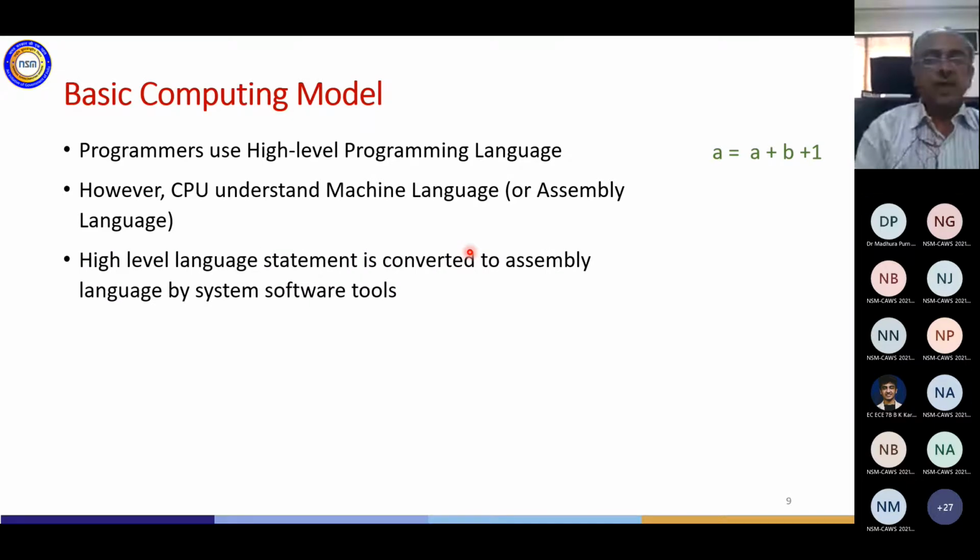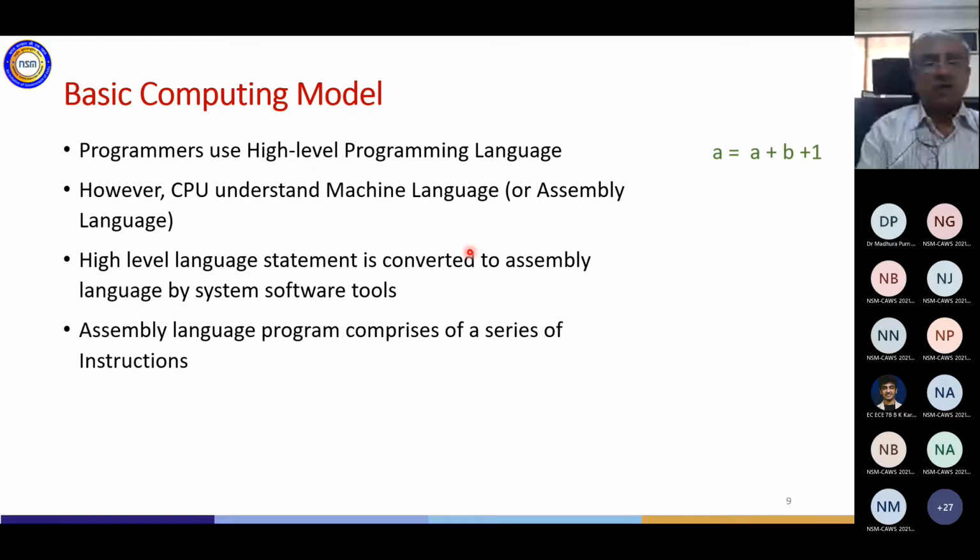So we saw how it is converted to assembly language through the use of compilers, linkers, loaders, etc. And assembly language consists of a series of instructions. So let us see how. Let's take the same example. In this case, ADD is a mnemonic, and A and B are the operands. In this case, A and B are the registers.